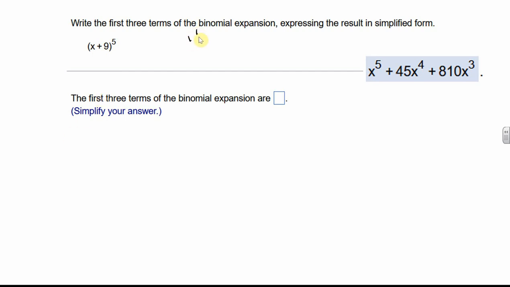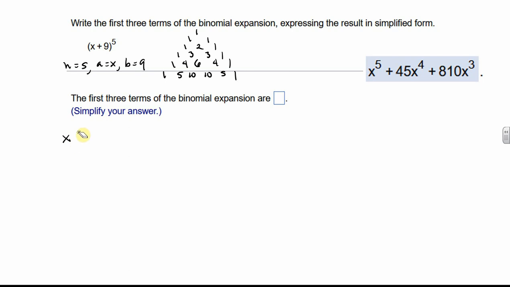So 1; 1, 1; 1, 2, 1; 1, 3, 3, 1; 1, 4, 6, 4, 1. This is to the fifth, so we got to go down one more: 1, 5, 10, 10, 5, 1. So the first term, well, n is 5. That a is x, and that second term b is 9.